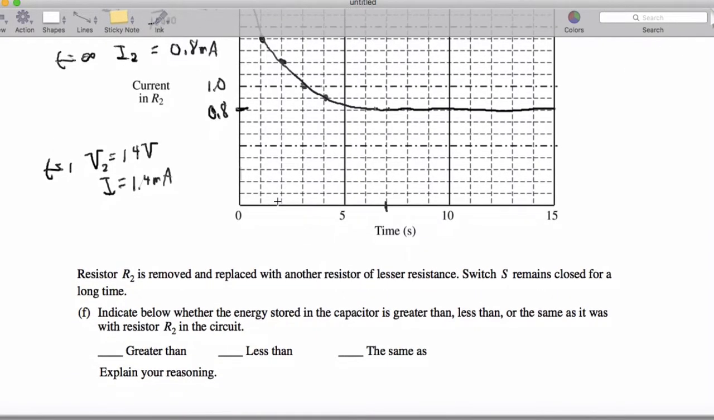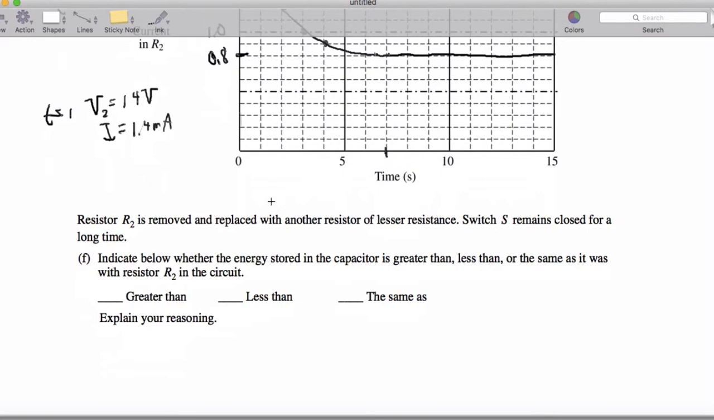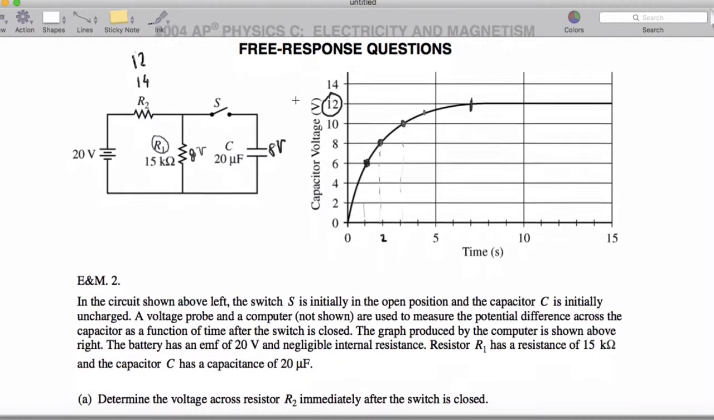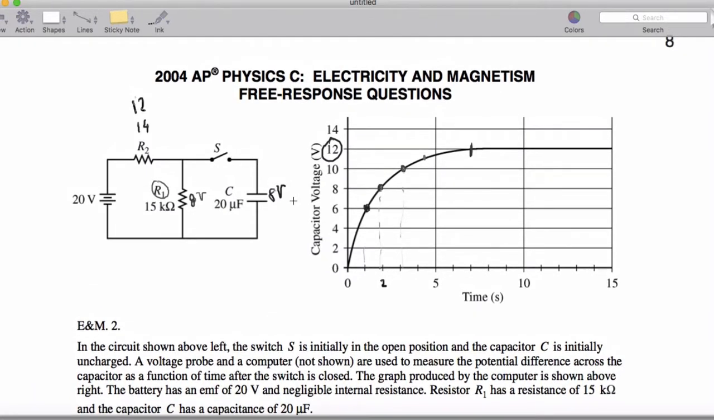Now it says indicate below whether the energy stored in the capacitor is less than, greater than, or the same as it was with resistor R2 in the circuit. So what we're going to do is remove R2 and replace it with another resistor of lesser resistance. So let's figure that out. Here's an extreme case. Sorry, I keep turning to the wrong problem. Let's make R2 equal to 1,000 ohms.